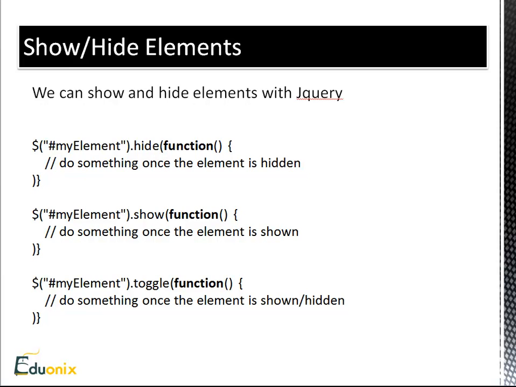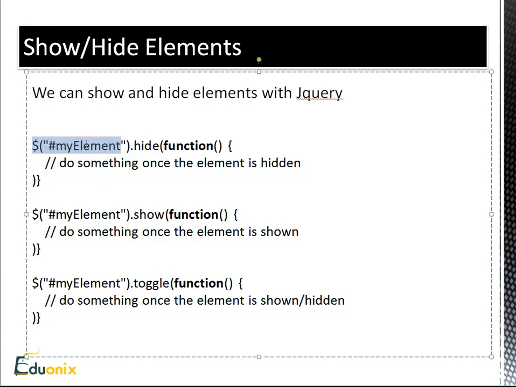Show and hide elements is another great use of jQuery. We can use the hide and show actions. So here we're grabbing something with the ID of my element and we're going to hide it, and once it's hidden it's going to do whatever we put here. Okay. Same thing here, we're just showing it, so do something once the element is shown. Here we're using toggle, which basically changes from hide to show as you click. So that's what toggle does.